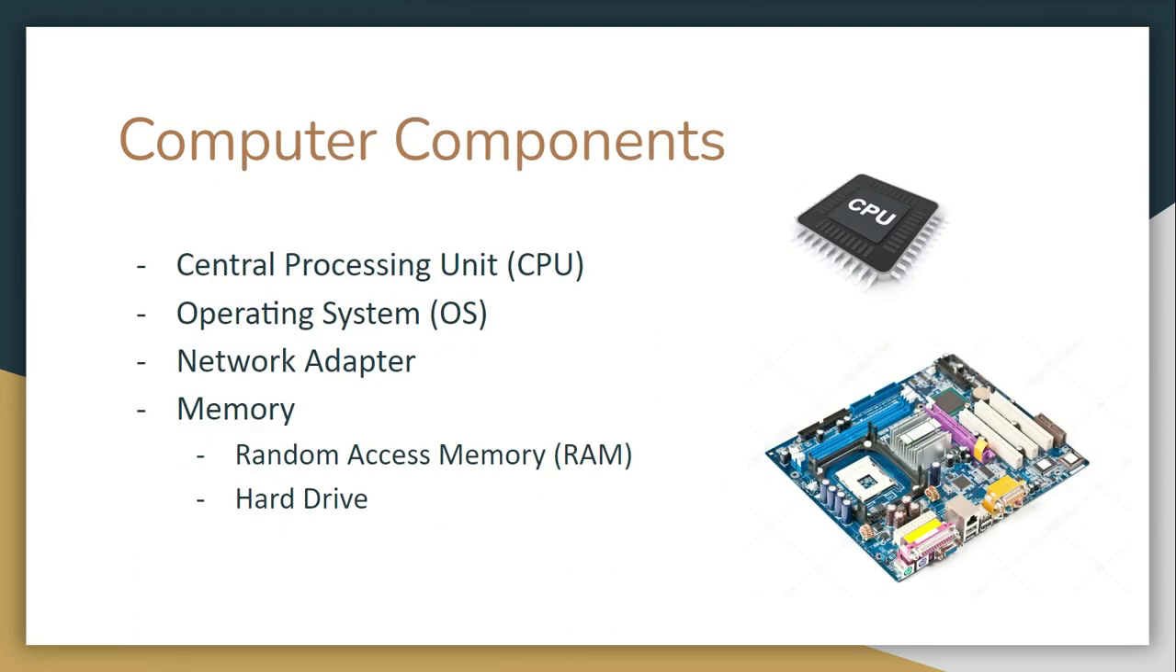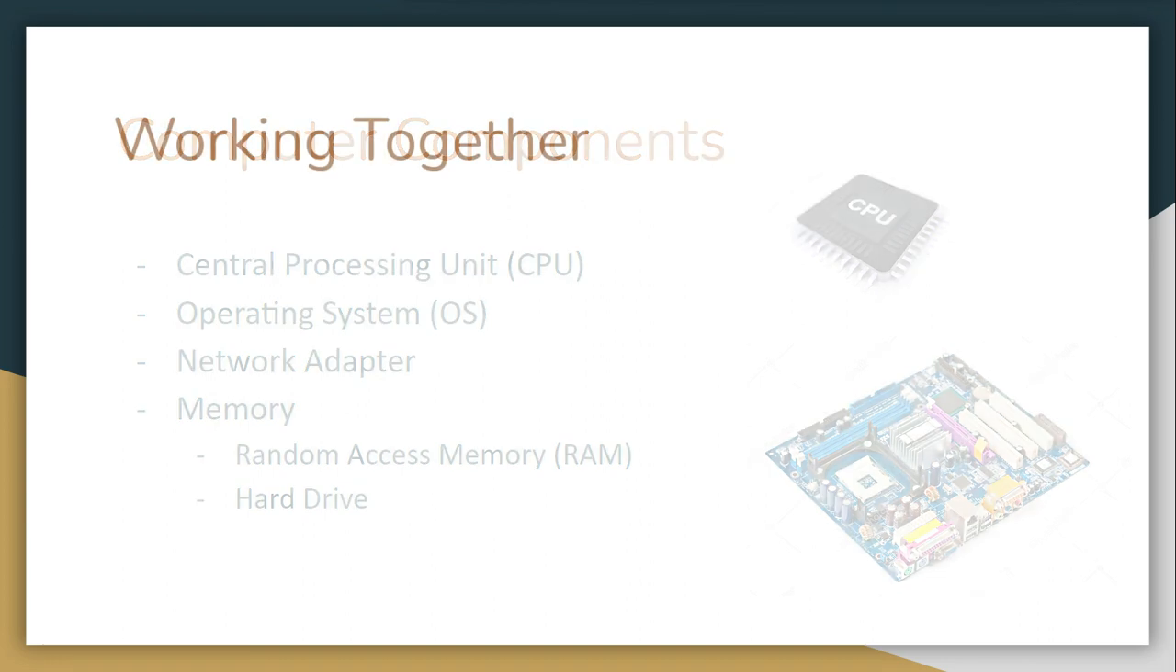Let's start with looking at the computer system itself. The main components of a computer system are the central processing unit, also known as the CPU, the operating system, or OS, and the network adapter. There's also a few parts of the memory system that make a computer operate: the random access memory, better known as RAM, and the hard drive.